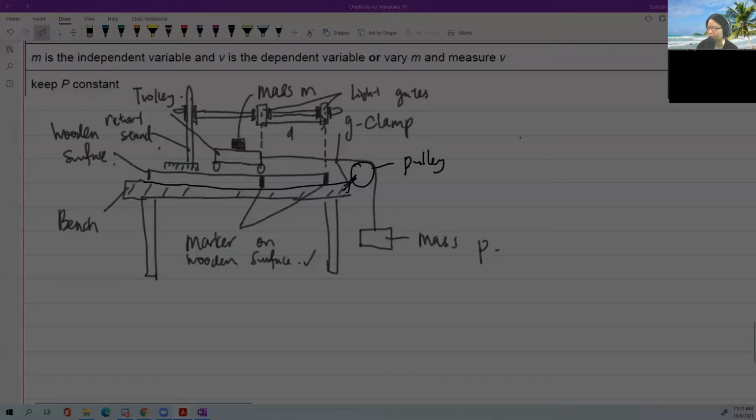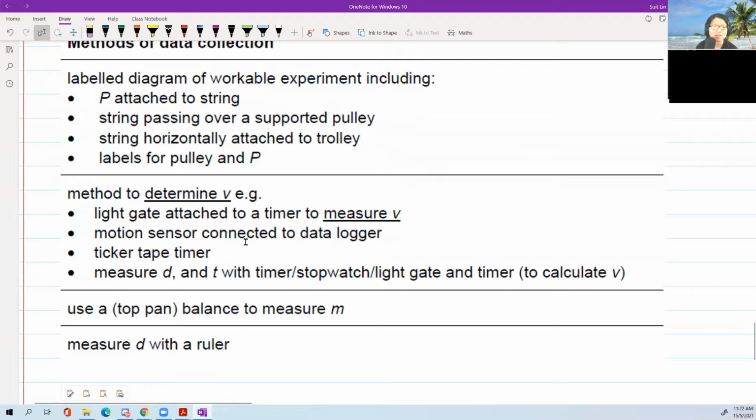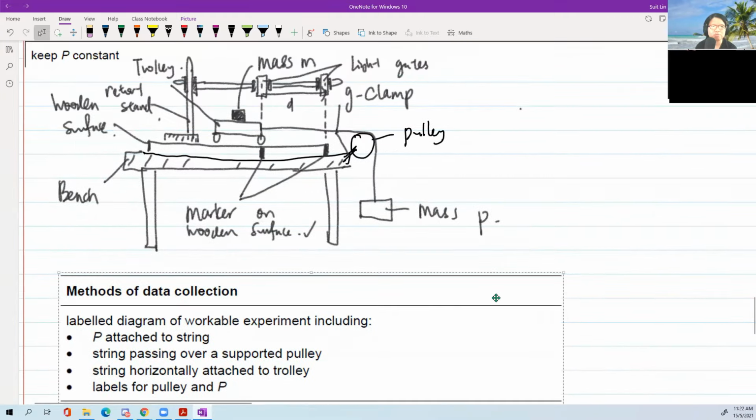The next part is the method mark. So this method mark, by the way, basically the whole idea is one line, one mark. Okay, so let's see. Label diagram of workable experiment, including P attached to a string. So you must have all of this. Okay, I got P attached to a string. String passes over a pulley. Yes, supported pulley. I use a G clamp because I want to clamp it to the surface of the table. Okay. String horizontally attached to trolley. Yes, correct. Trolley is labeled. P is labeled. I even labeled mass M. Okay, I got 1 mark.